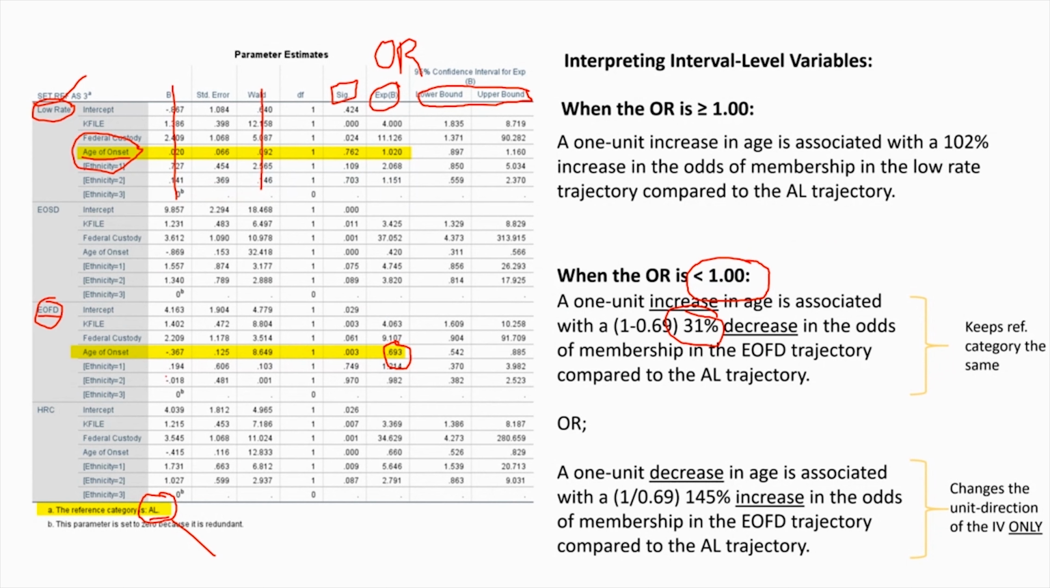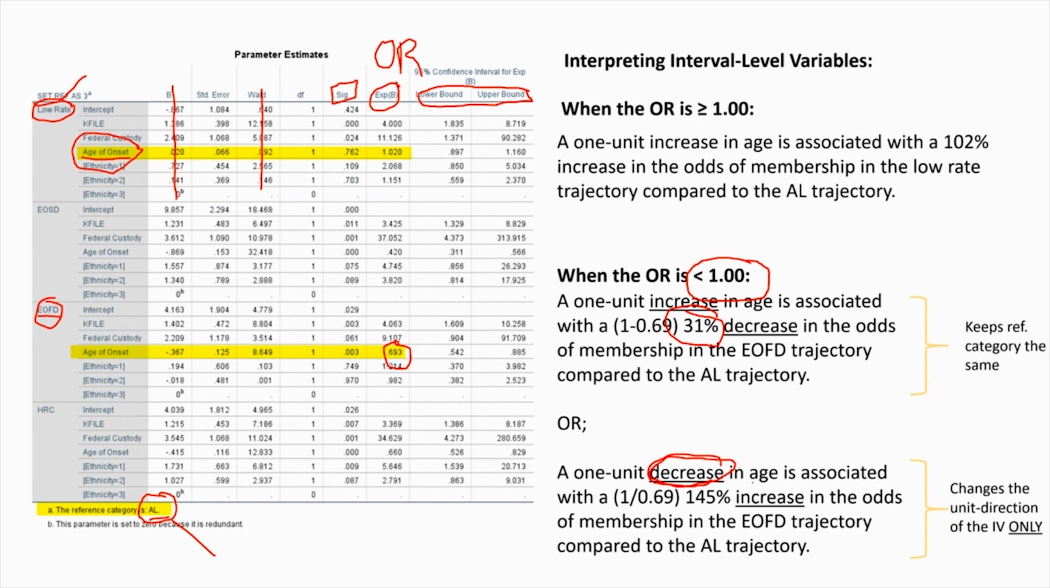But what if we were really interested in understanding how the variable increased the likelihood of being in the EOFD trajectory compared to the AL trajectory? We would have to calculate the odds ratio slightly differently. So at the bottom here, we would say a 1 unit decrease in age at first conviction. So this decrease is different. Before we were looking at increases in age.